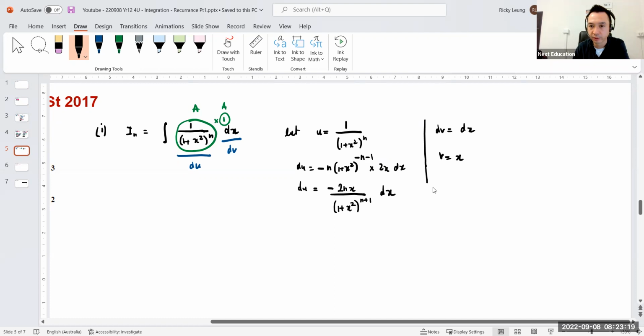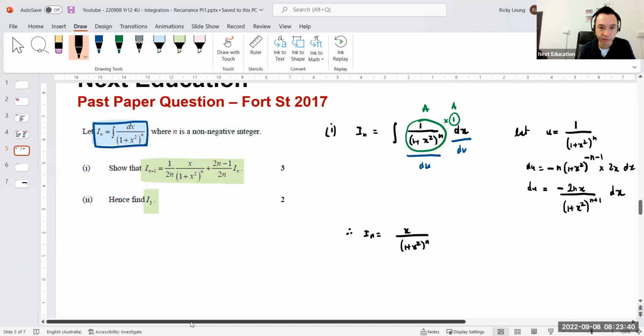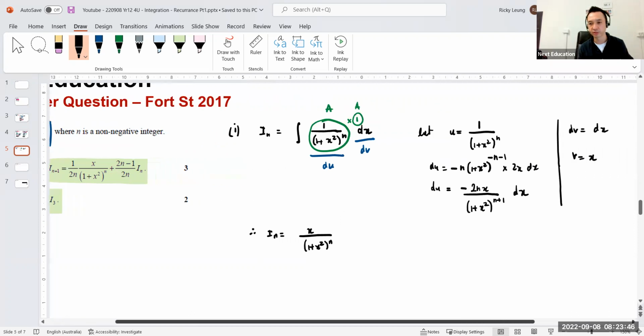Piece of cake. All right, got my tools. Let's perform the by parts. So therefore, I_n equals... I don't need limits, so it'd just be u times v. So x on 1 plus x squared to the power n is about it. Now, quick glance, does that look like the original? It sort of looks like it. There it is, so I feel like I'm on the right track.